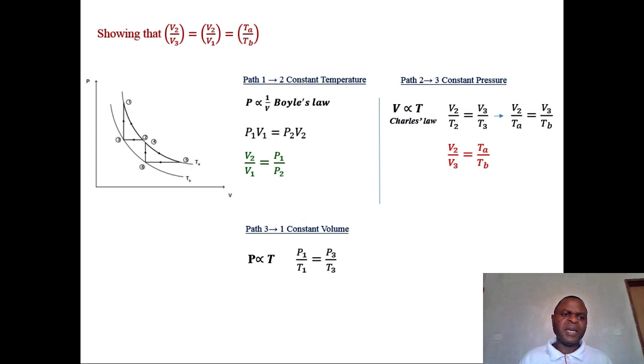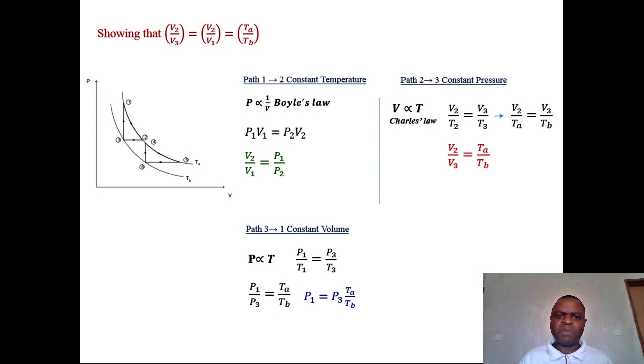As we increase the pressure, you can see that the temperature increases from TA to TB. So P1 over T1 is equal to P3 over T3. This is the change for the constant volume. So P1 over P3 is equal to T1 over T3, which is TA over TB. So we have this third relationship. So we can see that P1 is equal to P3 TA over TB.